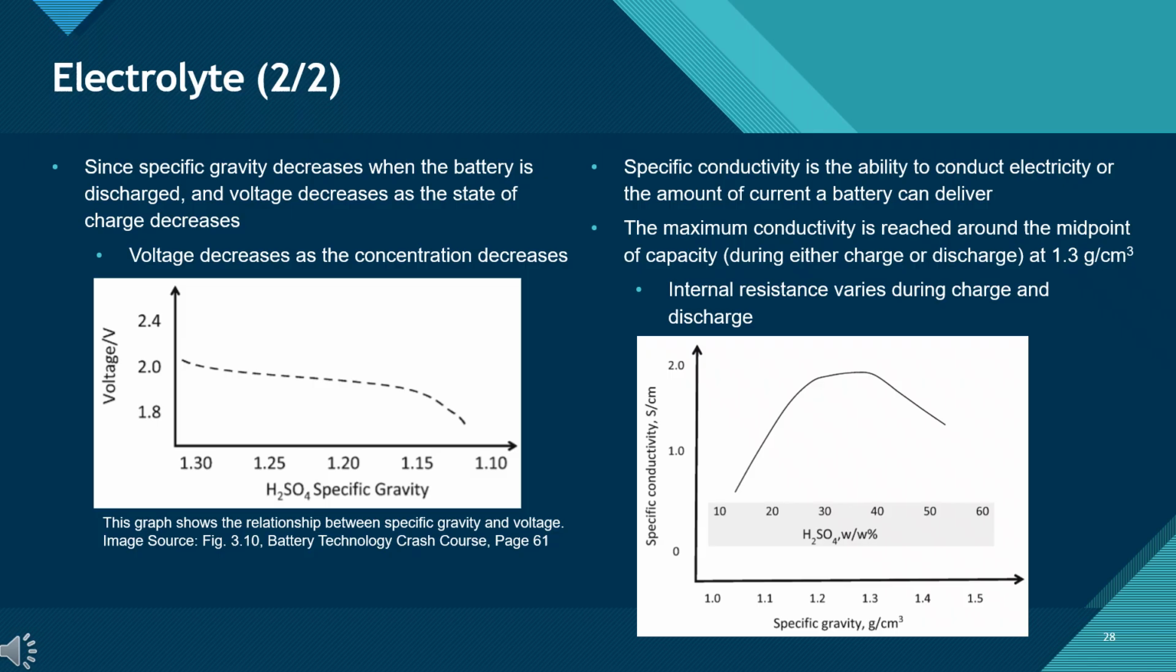The second graph highlights conductivity. Specific conductivity reflects how well the electrolyte can carry current. We observe that maximum conductivity occurs at a specific gravity of approximately 1.3 grams per cubic centimeter, which is roughly the midpoint of the capacity range. Beyond this point, conductivity falls off, which also means the internal resistance of the battery changes during both charging and discharging.